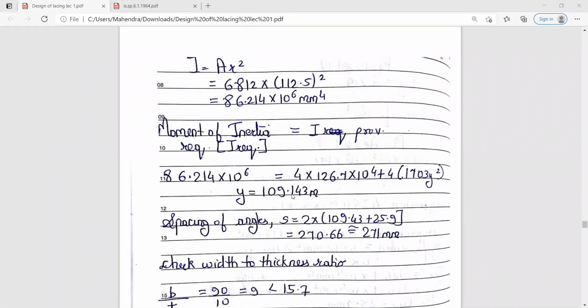After calculating y, what do you have to calculate? You have to calculate the spacing. To calculate the spacing you have the formula, that is 2 into y plus CXX. See how much CXX you got: CXX you got 25.9. So just substitute the value of CXX and calculate the spacing. So spacing you get 270.66, that is approximately equal to 271 mm. Now understood?